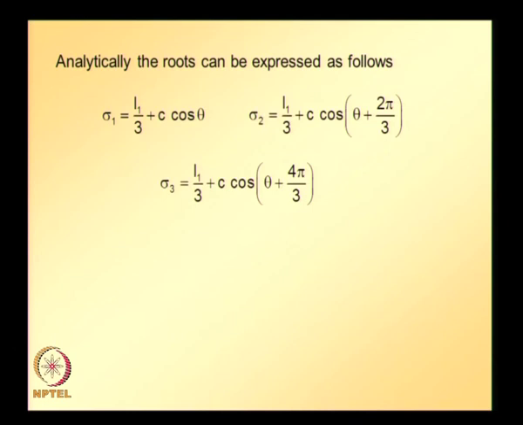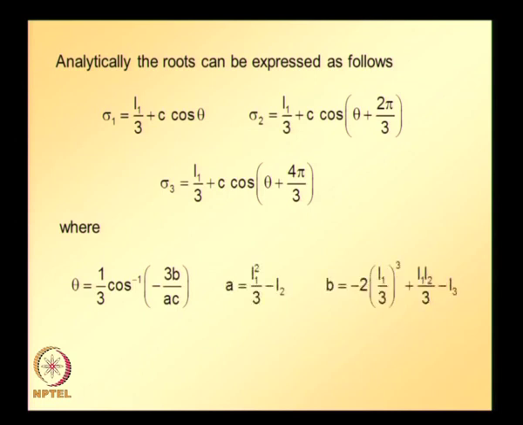Sigma 1 is given by I1 over 3 plus c times cos theta, sigma 2 is given by I1 over 3 plus c times cos of theta plus 2 pi over 3, sigma 3 is given by I1 over 3 plus c times cos of theta plus 4 pi over 3, where theta is defined like this, 1/3 cos inverse of minus 3b over AC, where A, B, C are defined like this in terms of stress invariants. So either we can evaluate sigma 1, sigma 2, sigma 3 by solving the cubic equation in terms of stress invariants numerically, or we can use these analytical solutions to get sigma 1, sigma 2, sigma 3 for further application in any of the failure criteria.